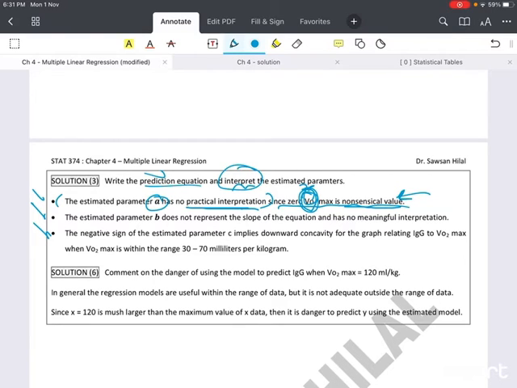The estimate parameter B does not represent the slope. فهني يقول لي إن ال B ما تبين the slope of the equation and has no meaningful interpretation. So you can write that it is not the slope and has no meaning. Okay, it's just a number.